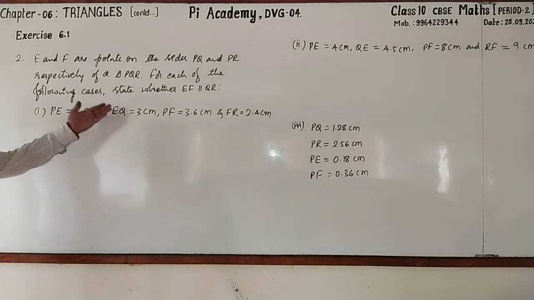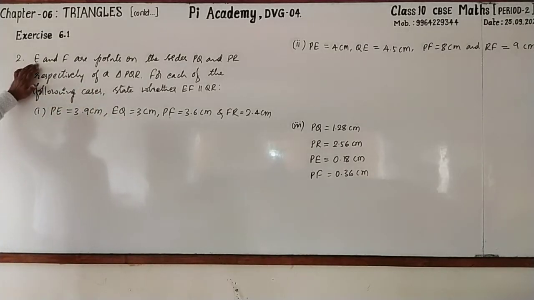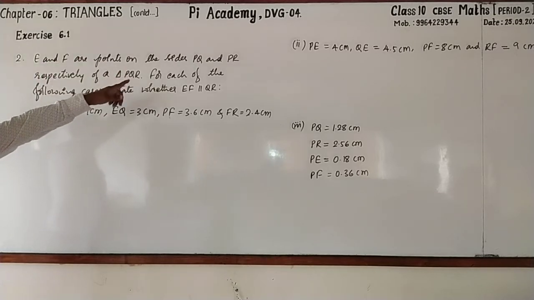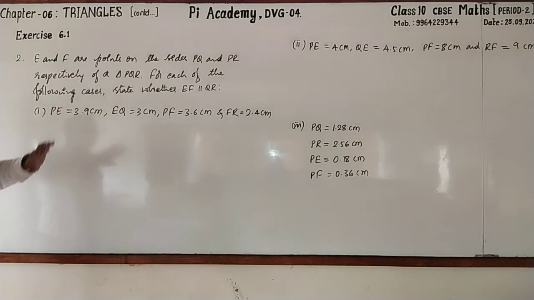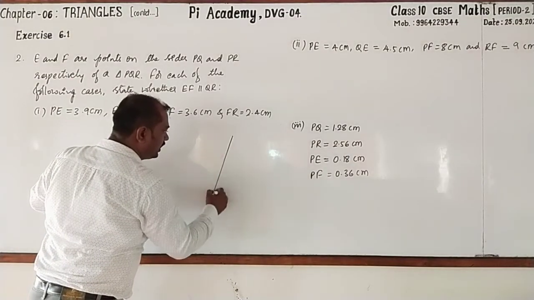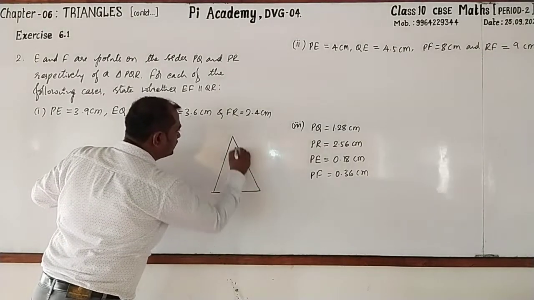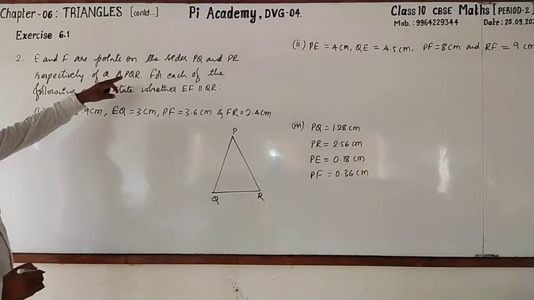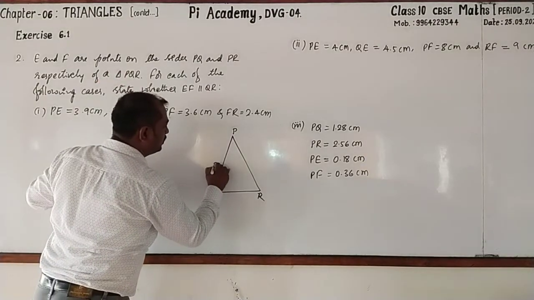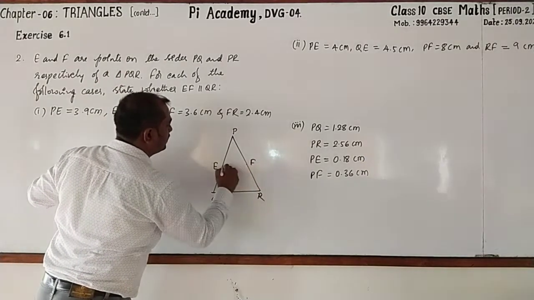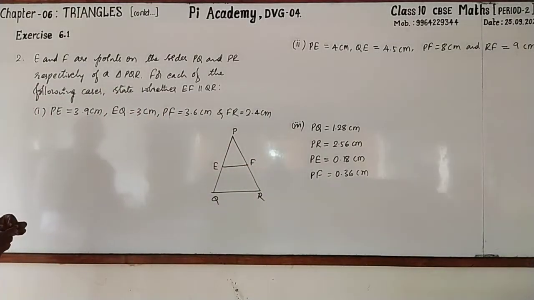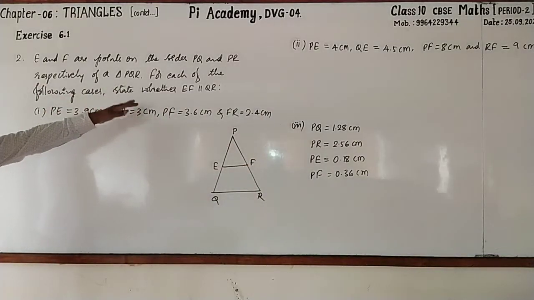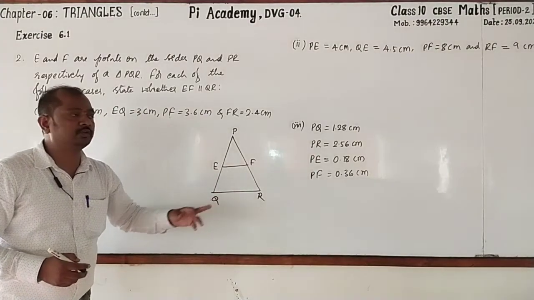This is also very simple. The statement is like this. E and F are points on the sides PQ and PR respectively of triangle PQR. Just for your reference only, I am drawing the triangle. It is PQR. E and F are the points on the sides PQ and PR. Let us join. Then for each of the following cases, state whether EF is parallel to QR.